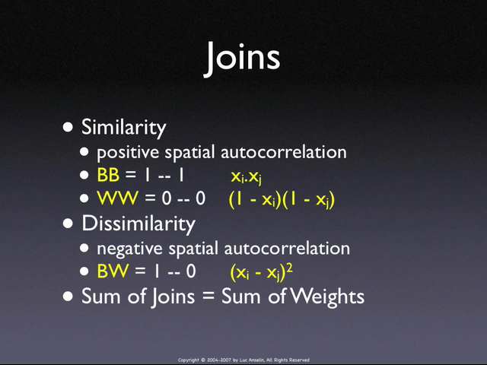So when they're different, one of them is 1 and one of them is 0. So the difference between the two, apart from the sign, is always going to be 1. So if you take the square or you take the absolute difference, same thing.